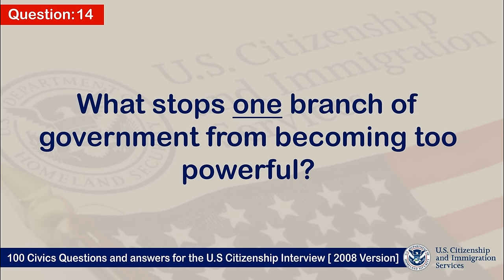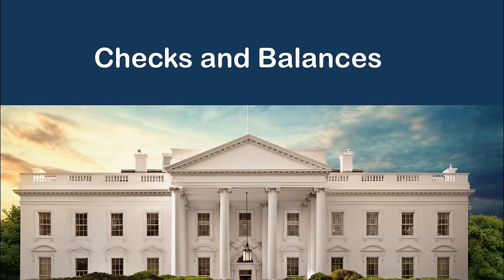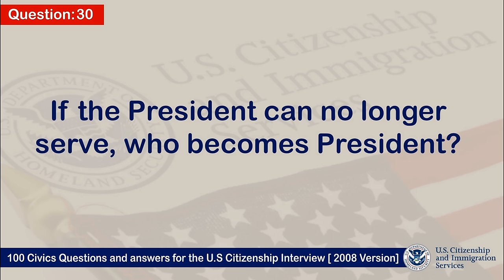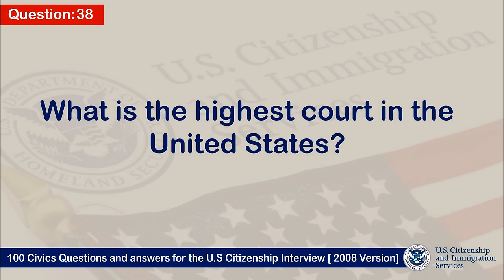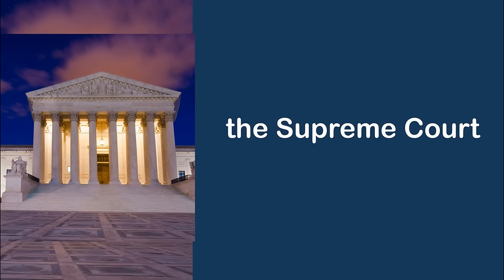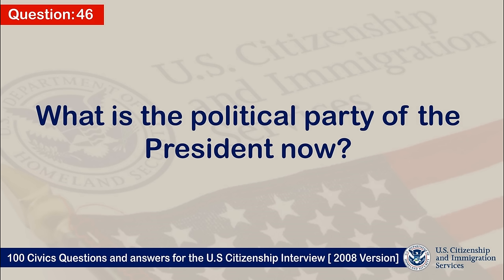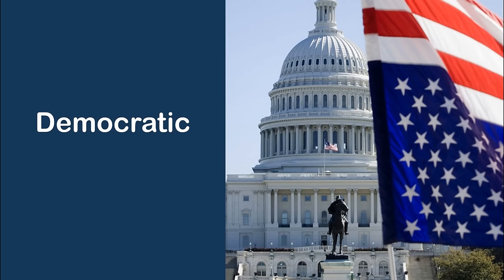What stops one branch of government from becoming too powerful? Checks and balances. If the president can no longer serve, who becomes president? The Vice President. What is the highest court in the United States? The Supreme Court. What is the political party of the president now? Democratic.